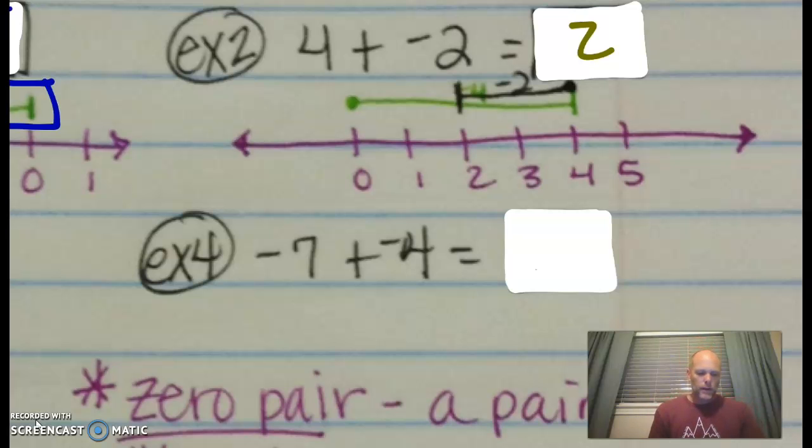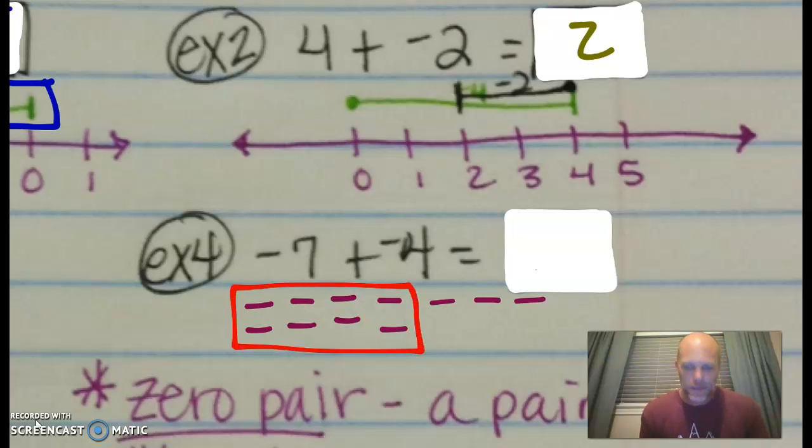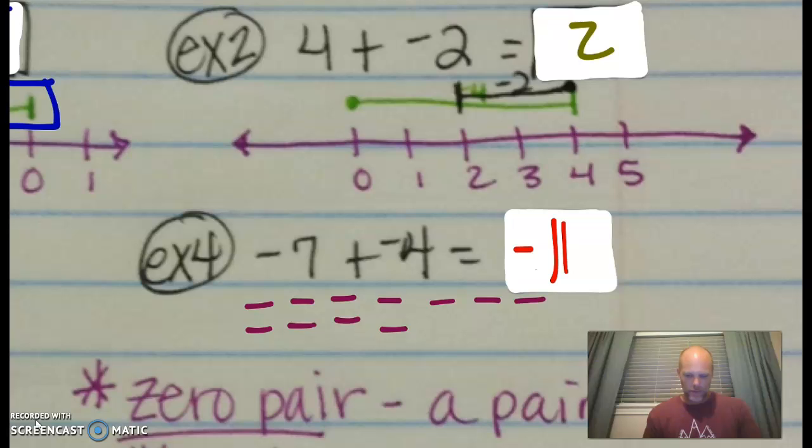Okay. Well, in this case, we've got 1, 2, 3, 4, 5, 6, 7 negatives, and we're going to combine that with 1, 2, 3, 4 negatives. So some of you may look at that and think, oh, that's a zero pair. Well, no, it's not. It's not a zero pair. Why? Because they're not opposites. They're just a whole bunch of negatives, right? So 7 negatives and 4 negatives is 11 negatives.